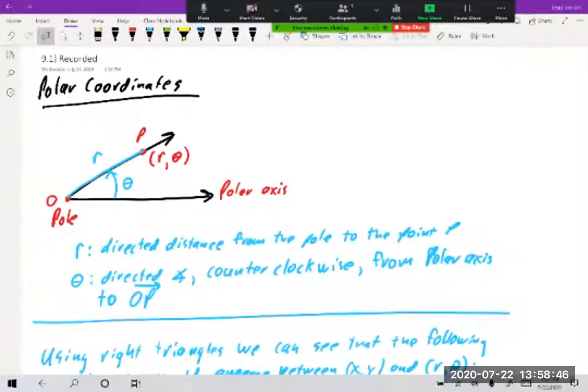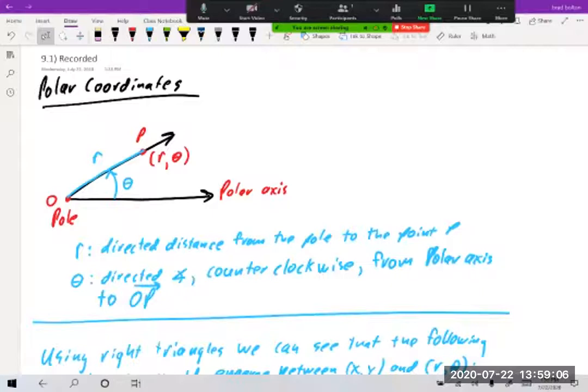Okay, so today we're going to do 9.1 polar coordinates. And this is basically just an intro into polar. We're not going to become experts by any means, but we're definitely going to learn how to understand and graph with polar coordinates.